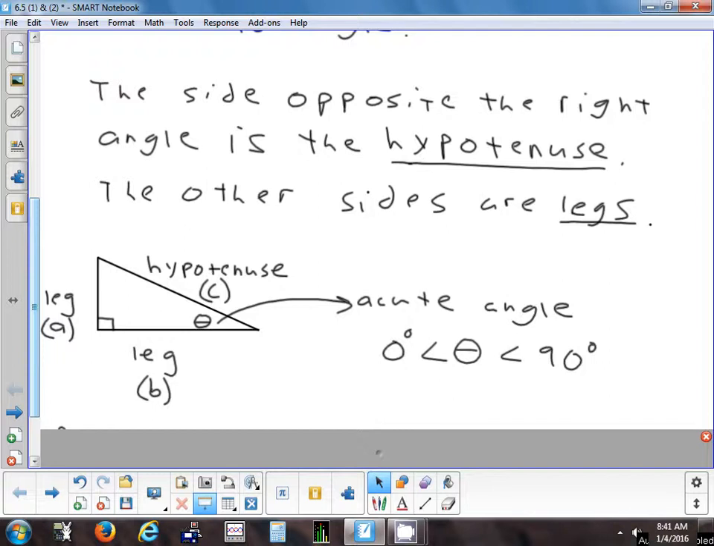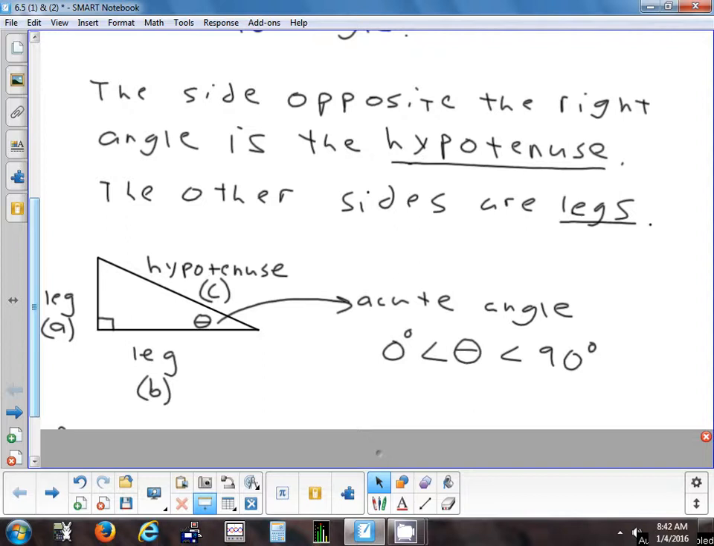Okay, and I've written here that this is an acute angle. Theta is an acute angle. Why can't it be bigger than 90? If it was bigger than 90, it would be an obtuse angle. What's wrong with that? Why can't you have an obtuse angle in a right triangle? You have three angles, and you already have a 90-degree angle, so one angle of more than 90 would not leave any more for the other angle.